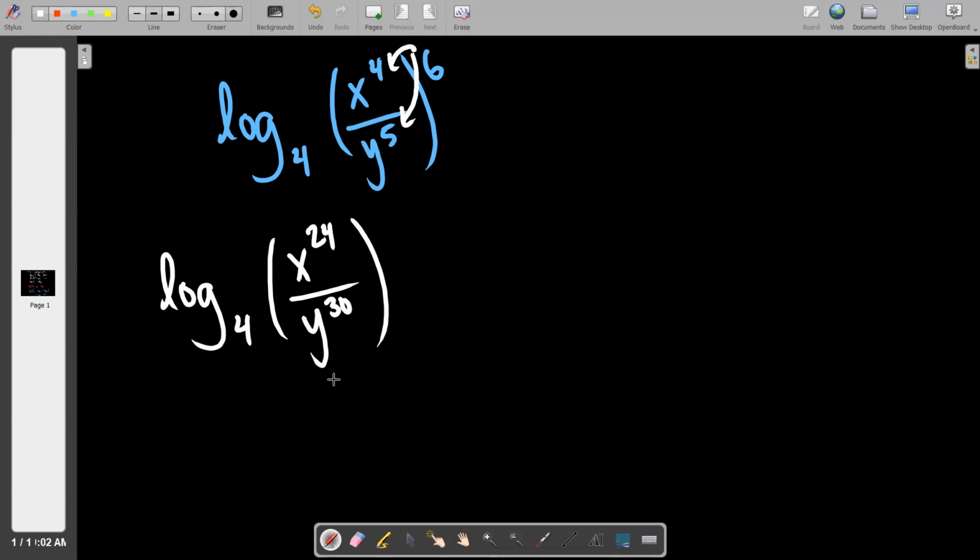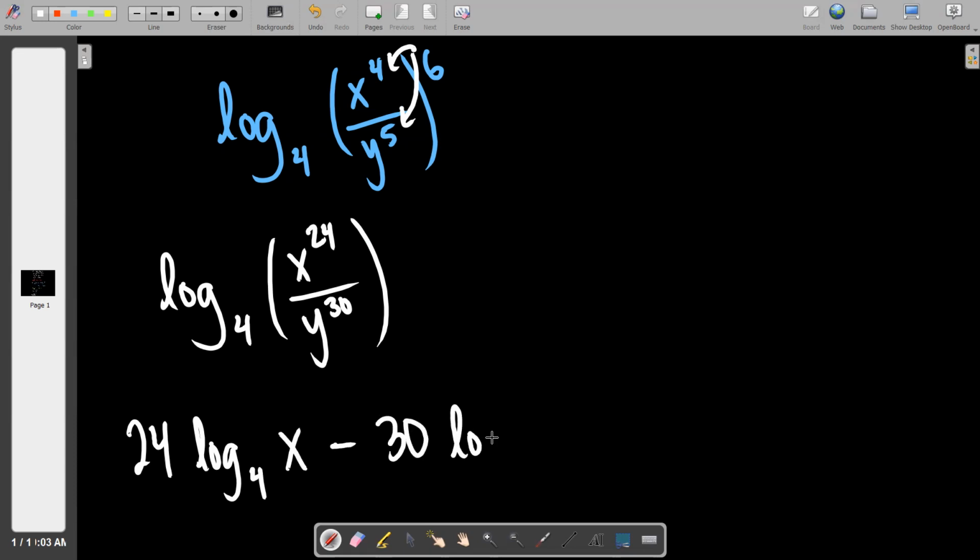Remember that a power and then you apply another power to it is a multiplication problem, right? And then from here, does anyone want to jump the middle step and go right to the answer? Are you comfy enough? Are you ready? What do we get? 24 log base 4 of x minus 30 log base 4 of y. Nice. Yeah, I should have known this was going to go well. You guys are pretty good at this stuff.